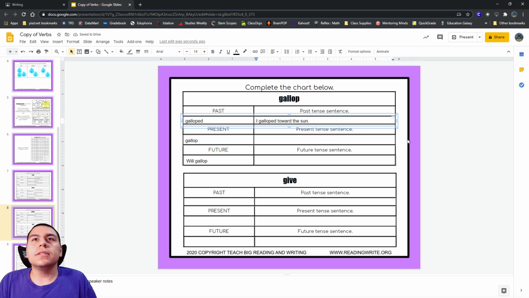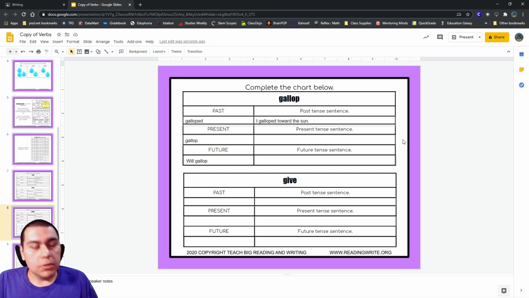Very, very nice. All right, so we still need a present tense and a future tense sentence for gallop. Who can give me either a present tense or a future tense sentence for gallop?